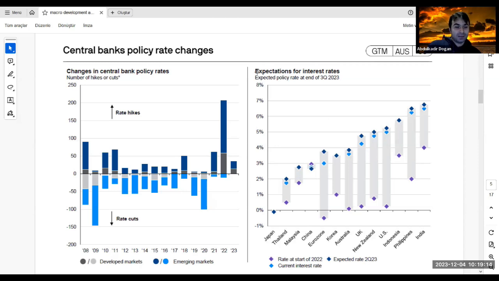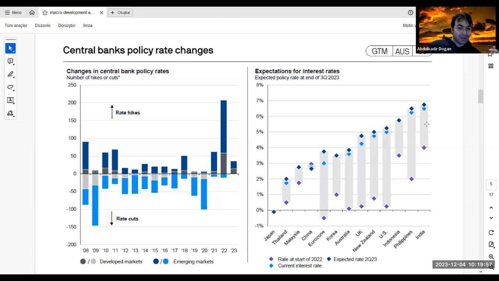On the right-hand side, on the reverse side, the expectation for the interest rate is this: the expected policy rate at the end of the third quarter of 2023. What do we mean by this? In September 2023, this year, 2 months ago, the market was expecting inflation, and the expectation for the policy rate would be around here. Please look at this. The current interest rate is the light blue. The purple is the rate at the start of 2022, and the dark blue is the expected rate for the targeted date, the third quarter of 2023.